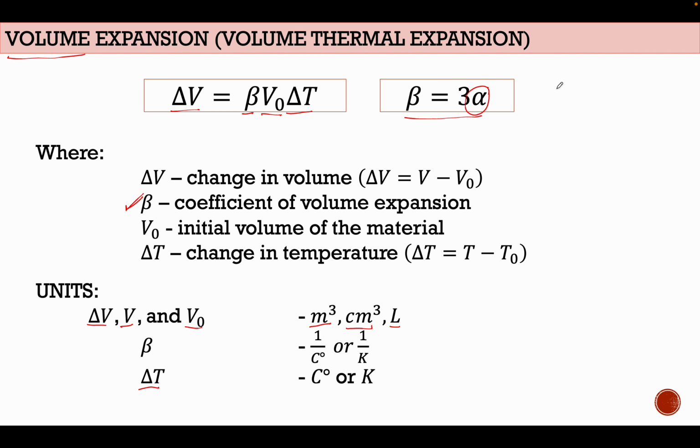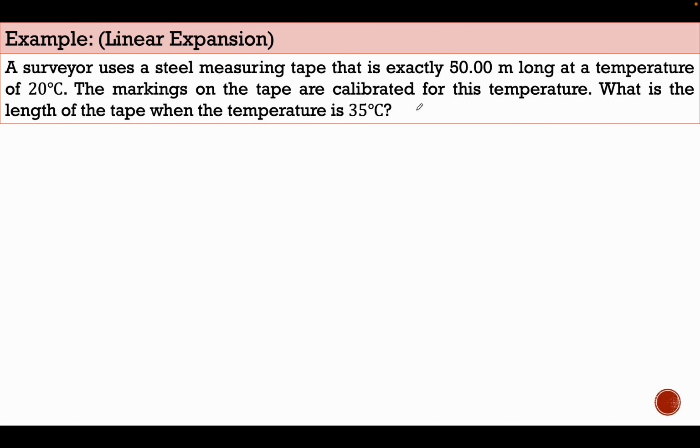Or also, if the situation is reversed, if it's linear expansion and we are given the value of beta instead of alpha, then we can have alpha is equal to beta divided by 3. So it's either of these two, depending on the situation and what kind of expansion we are dealing with. Okay, so now let's try an example. This first example is an example of a linear expansion.